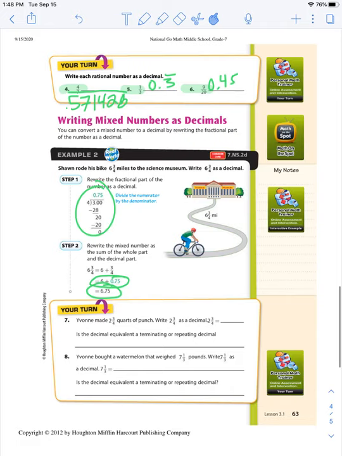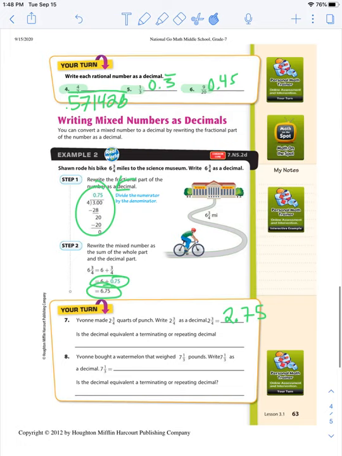All right, we're going to do number 7 together, and then you're going to try number 8 on your own. So Yvonne made 2 3/4 quarts of punch. Write 2 3/4 as a decimal. We know 2 is going to be the whole number, and 3/4 is the same one that they just found up here. So my answer is going to be 2.75. All right, do number 8 on your own. Play the video back to check it.